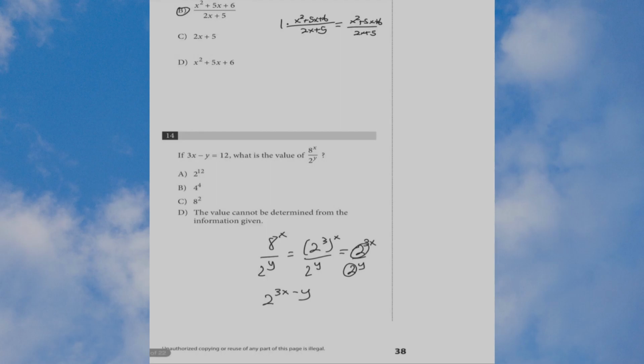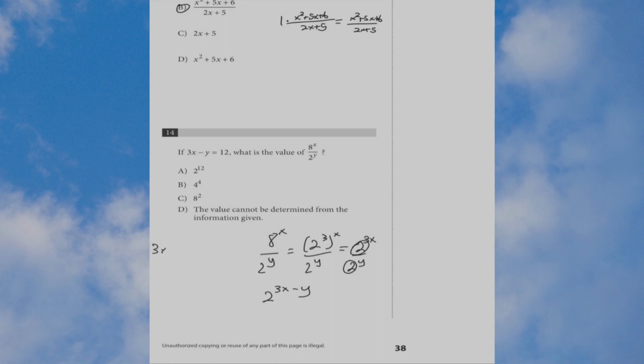Now we can solve for y using the other equation, where 3x minus y is equal to 12 becomes 3x is equal to 12 plus y, and finally y is equal to 3x minus 12 when we move 12 to the other side. We can plug this in, so we have 2 to the 3x minus 3x minus 12, which becomes 2 to the 3x minus 3x, cancels out the 3x's, plus 12, or 2 to the 12, which is answer A.